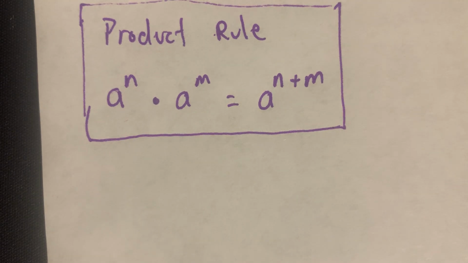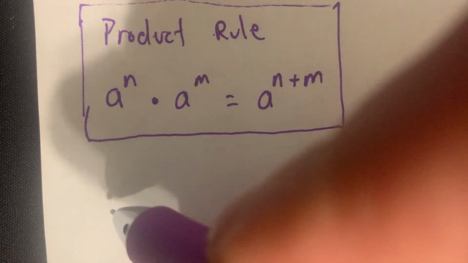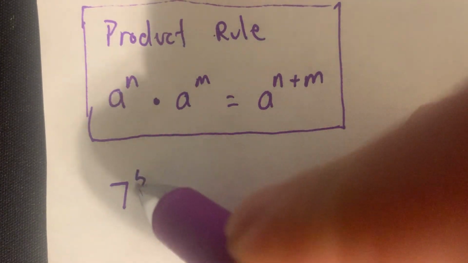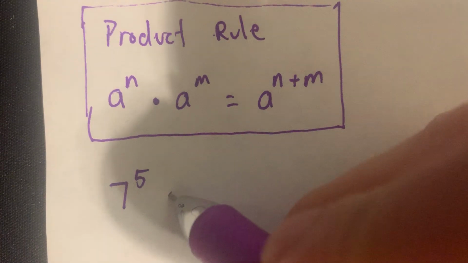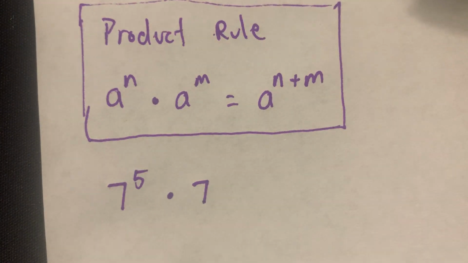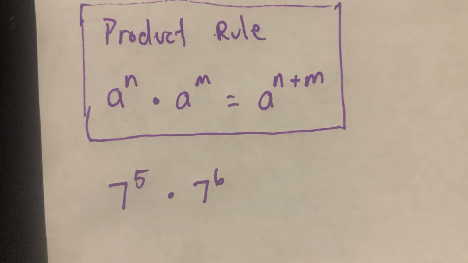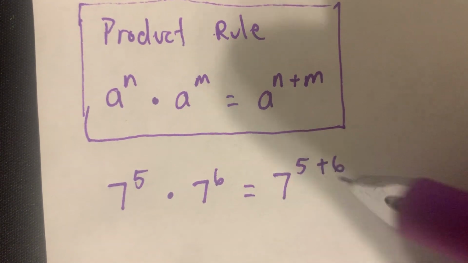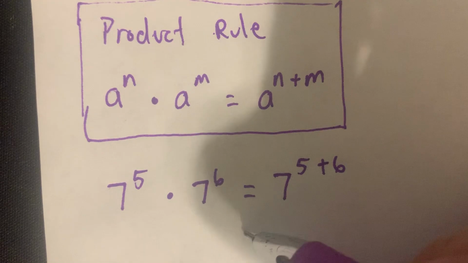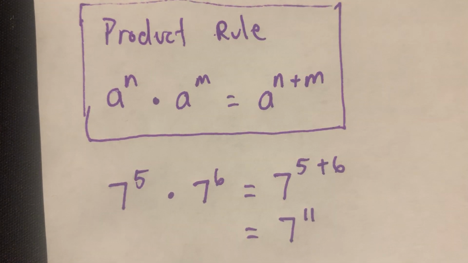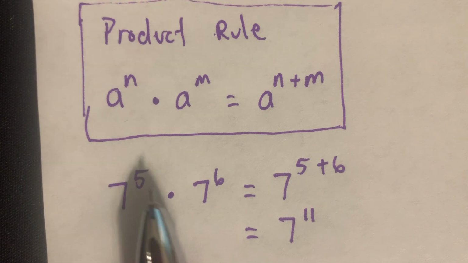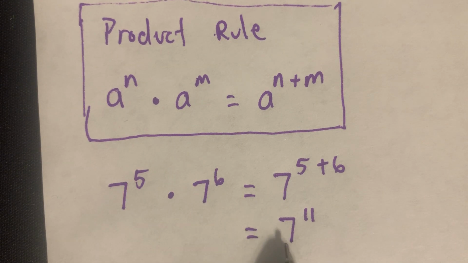So an example of this with numbers is, let's say we have, I'll just use 7. 7 to the 5th power multiplied by 7 to another power, let's say 6 this time. The result is 7 to the 5 plus 6 power. And then this would equal 7 to the 11th power. So when you're multiplying numbers with the same bases, so 7 and 7 that have exponents, we just add the exponents. So in this case, 5 plus 6 is 11, so 7 to the 11th power.